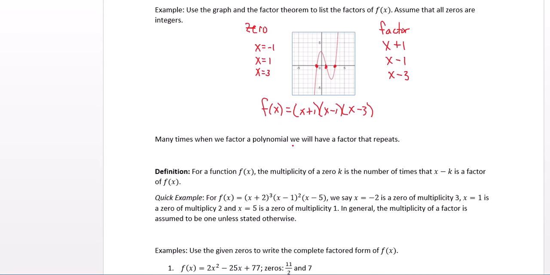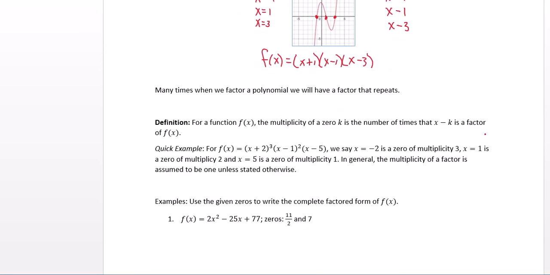Many times we have a factor in a polynomial that repeats, and we have a special term for that. We call that multiplicity. Multiplicity is just a way of saying repeated factors. For a function f of x, the multiplicity of zero k is the number of times that x minus k is a factor of f of x. So if I have f of x equals x plus 2 cubed times x minus 1 squared times x minus 5, we say that x equals -2 is a 0 of multiplicity 3, x equals 1 is a 0 of multiplicity 2, and x equals 5 is a 0 of multiplicity 1.